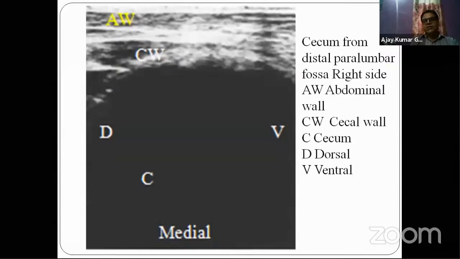This is the scan showing you the cecum, which has been scanned from the mid abdomen just below the paralumbar fossa. Here you can see the cecum is in contact with the abdominal wall. This is the abdominal wall. This is the cecal wall. Again, a semicircular line as in the case of the omasum or reticulum, and nothing is visible beyond that.